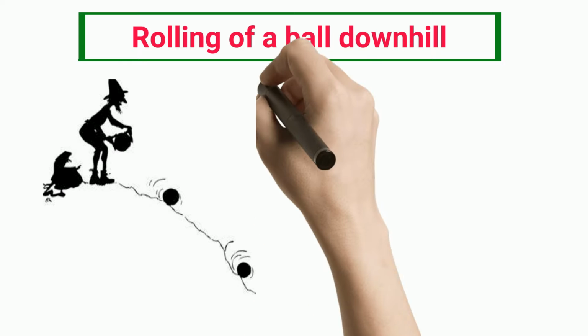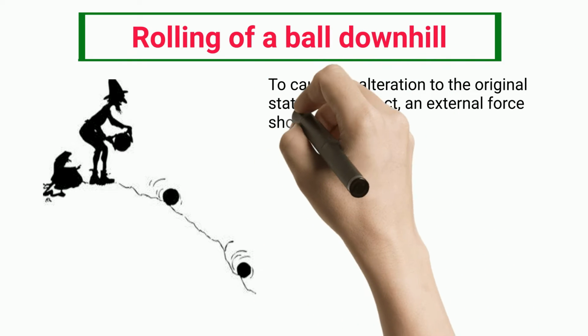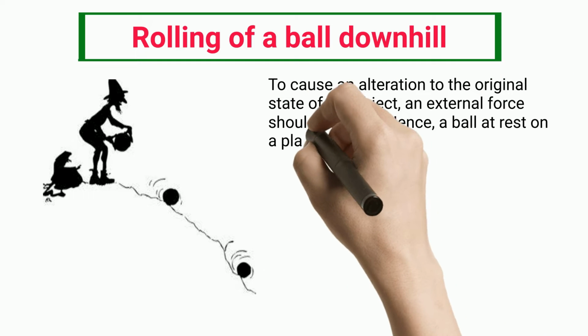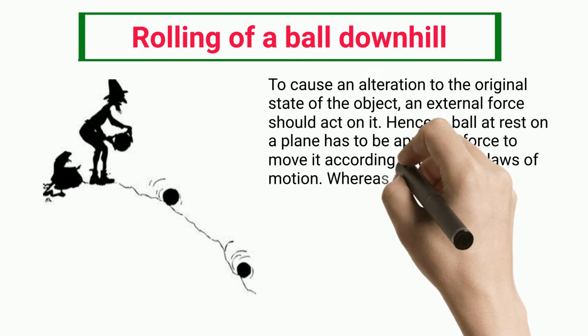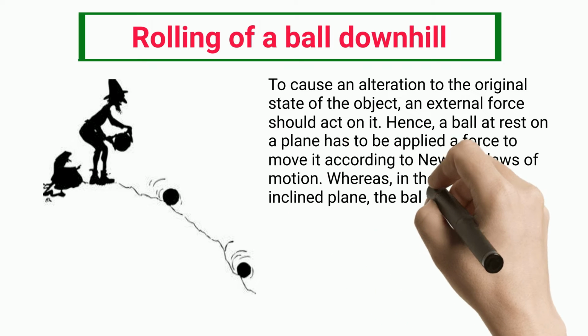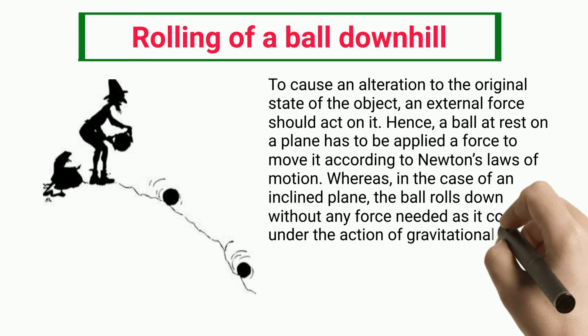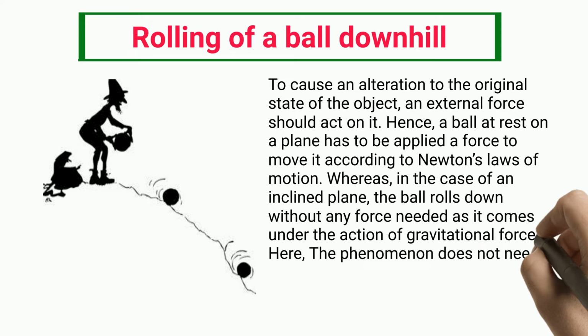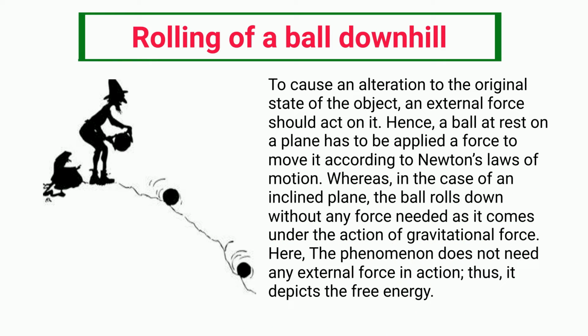Rolling of a ball downhill. To cause an alteration to the original state of the object, an external force should act on it. Hence, a ball at rest on a plane has to be applied a force to move it according to Newton's laws of motion. Whereas, in the case of an inclined plane, the ball rolls down without any force needed as it comes under the action of gravitational force. Here, the phenomenon does not need any external force in action, thus, it depicts free energy.